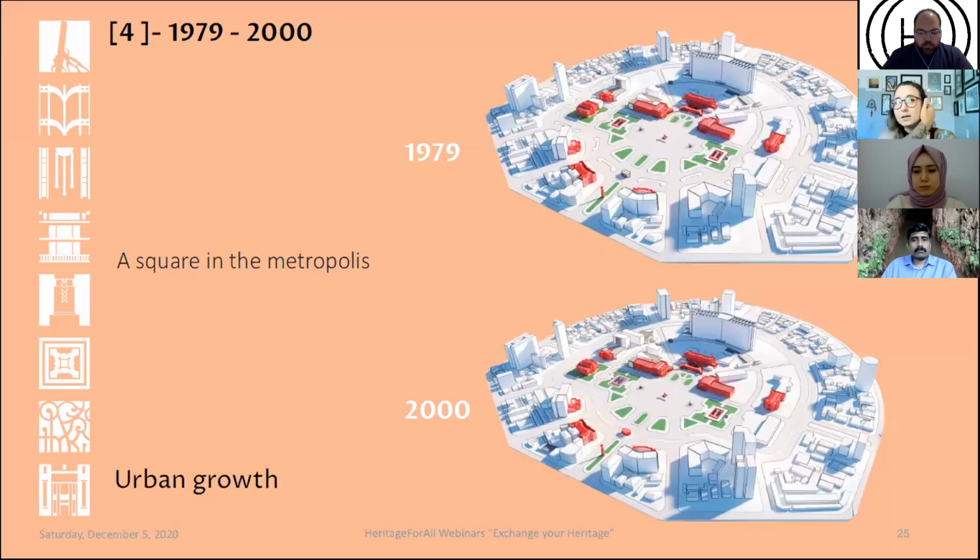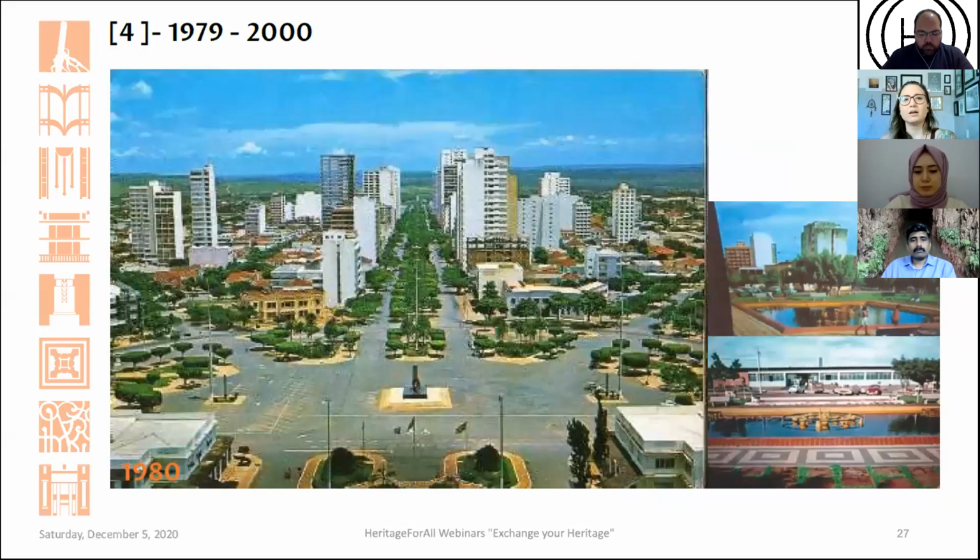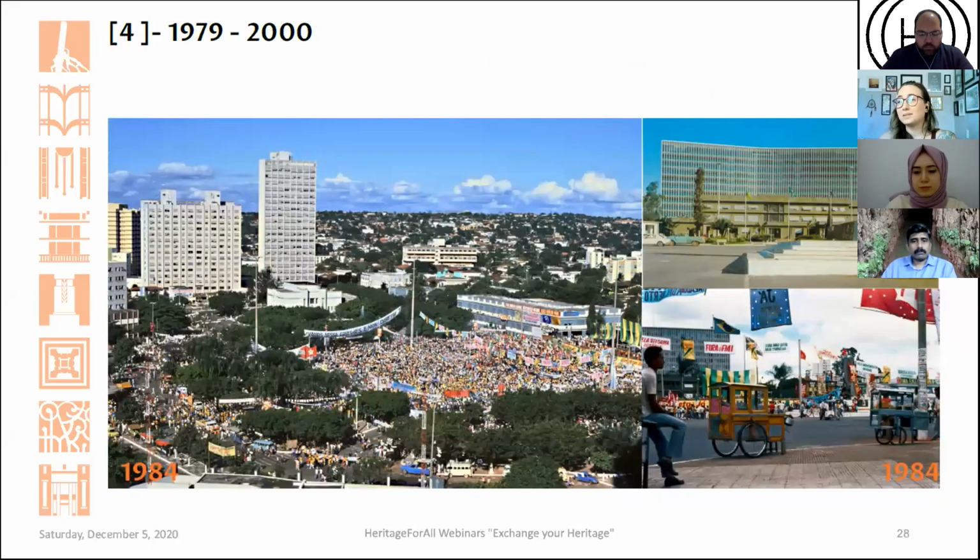And the fourth moment is from '79 to 2000, the metropolis. The changes in this time are mostly from the cars. The square was a parking lot, just cars all over the place. They rebuilt the bandstand, and you can see all the city, the buildings. The square is also very important for public manifestations. This is '84.